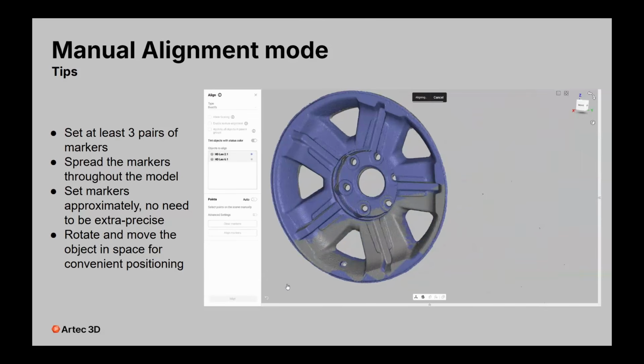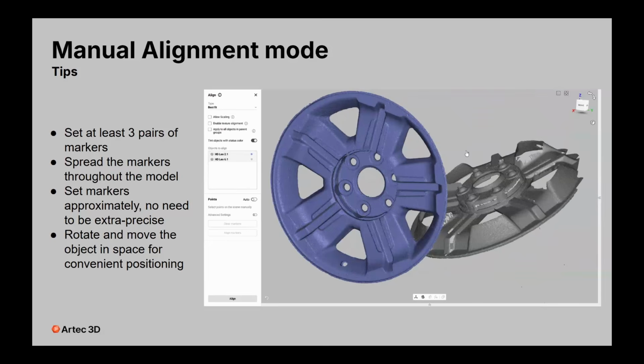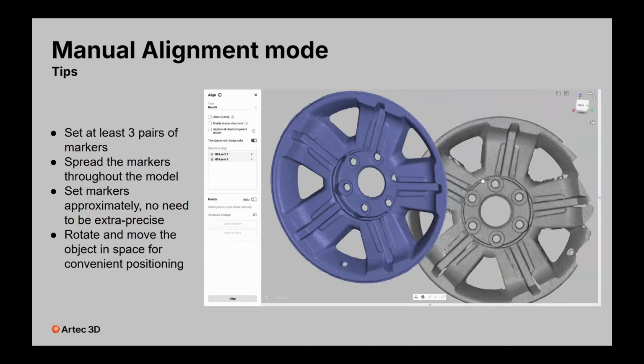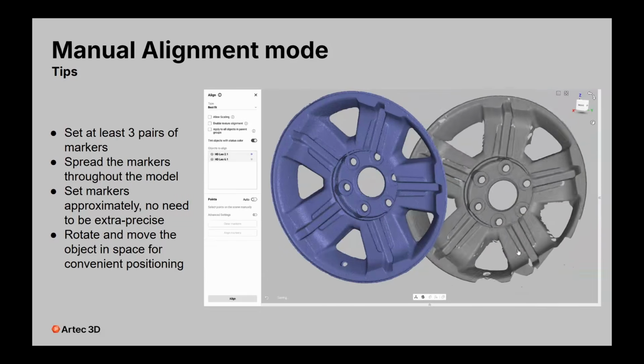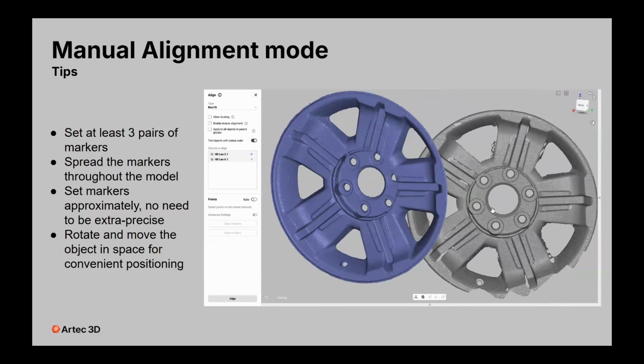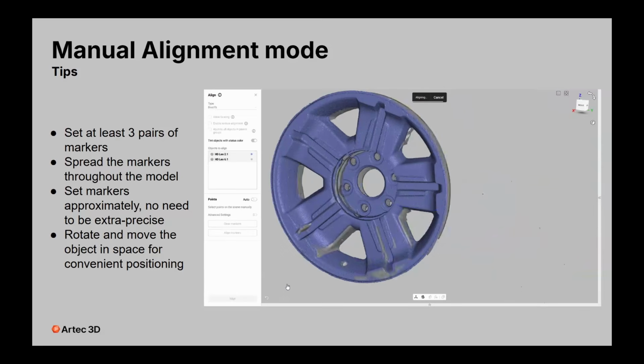So yeah, one more tip is that you don't need to set markers very precisely. In this mode, you can set them approximately. All you need to do is to make them match more or less. No need to be extra precise.